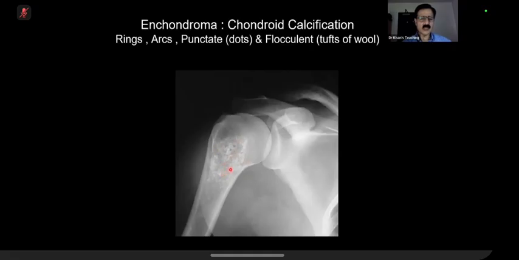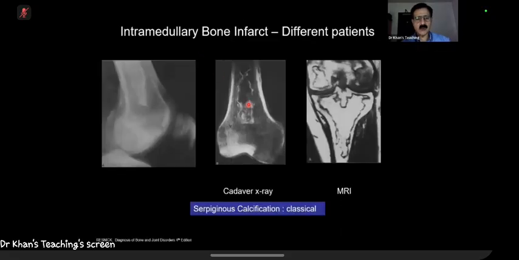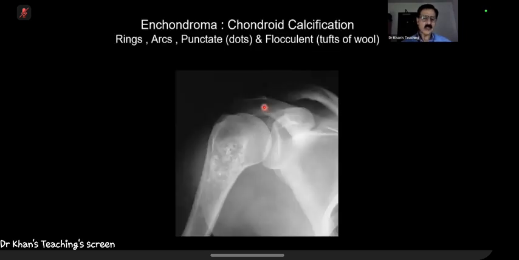Point to remember is that an enchondroma will have this kind of calcification. A bone infarct will usually have a serpiginous type of calcification. And this is how you discriminate, because both of these conditions can show malignant transformation. The pattern of calcification will tell you what was the parent lesion.